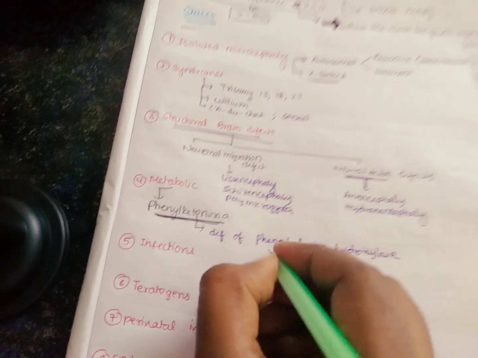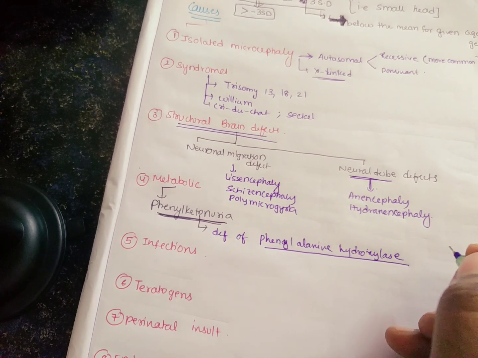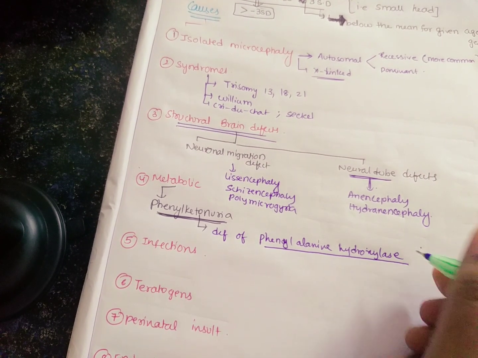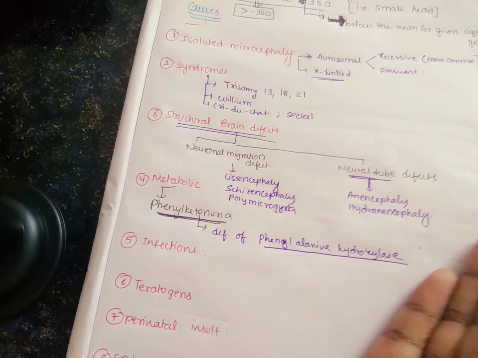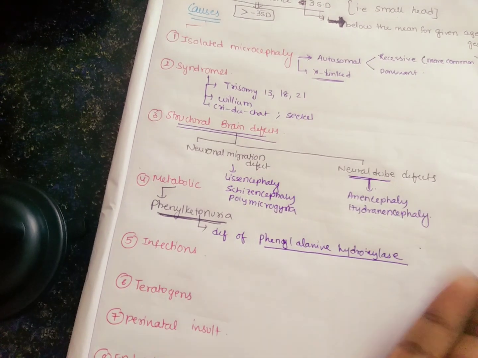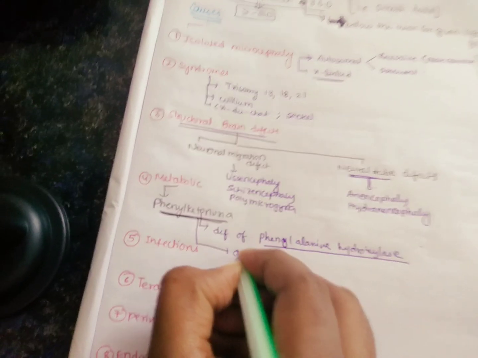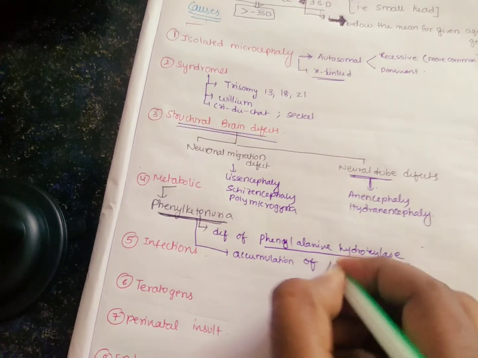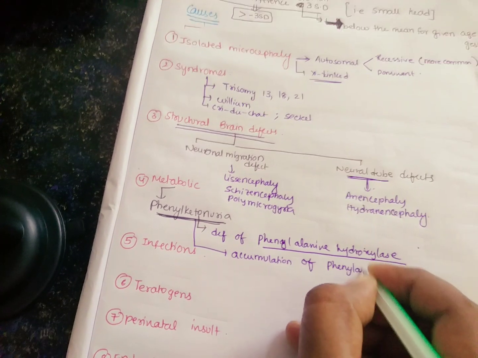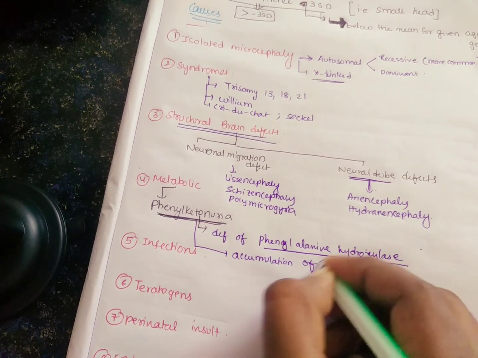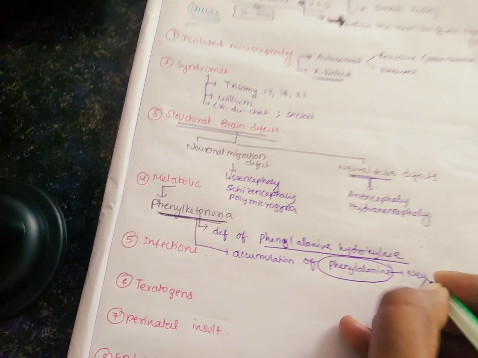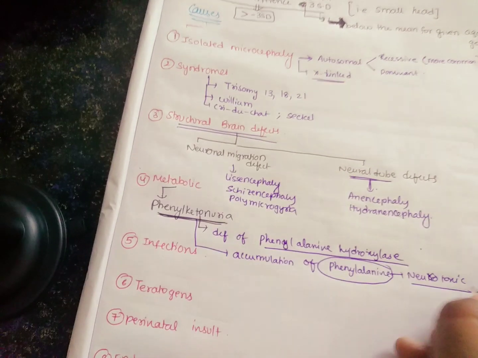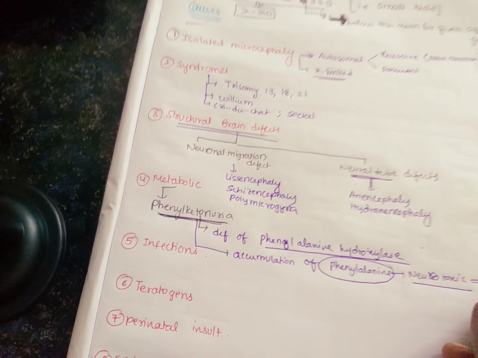What happens when this phenylalanine hydroxylase enzyme is deficient? Phenylalanine won't be converted into other forms, so there is an accumulation of phenylalanine. This phenylalanine is neurotoxic, so automatically, neurotoxic means microcephaly will occur.